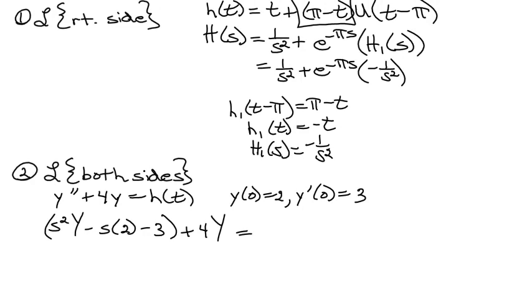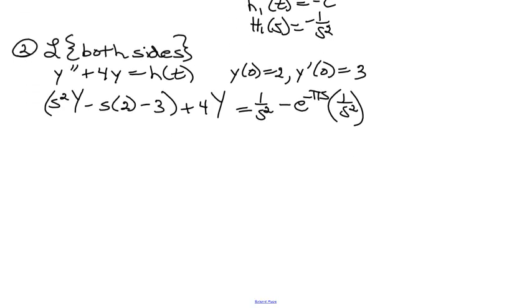okay, which we said was the Laplace of h of t, was this cap h of s, 1 over s squared plus e to the negative pi s times, actually, why don't we rewrite that as a difference so we don't have to keep writing plus. Right, so minus e to the negative pi s over s squared, or times 1 over s squared.